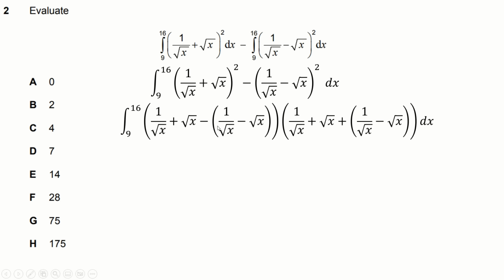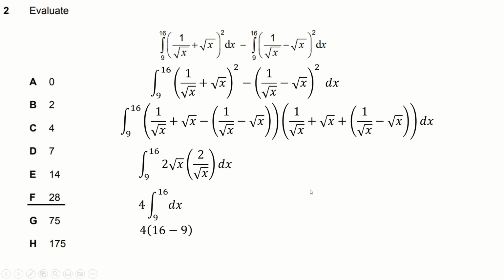In this bracket, these two ones cancel and you get 2 root x. And in this one, the other two cancel and you end up with 2 over root x. The root x's cancel. The 2's make a 4. And then you just have to integrate and you'll get your answer of 28. Quite a nice little question.